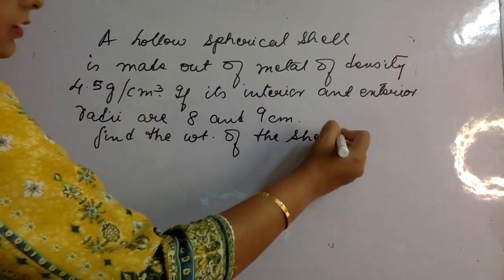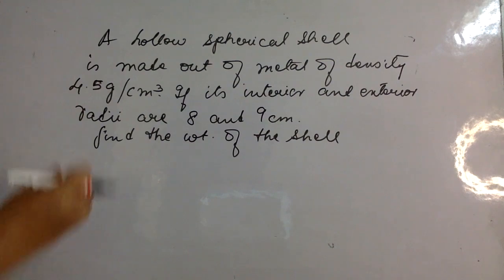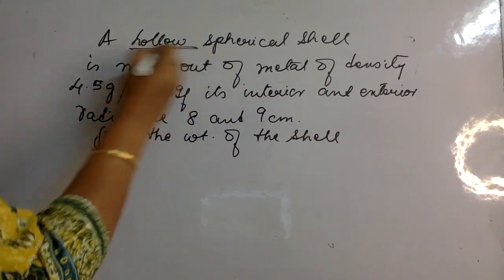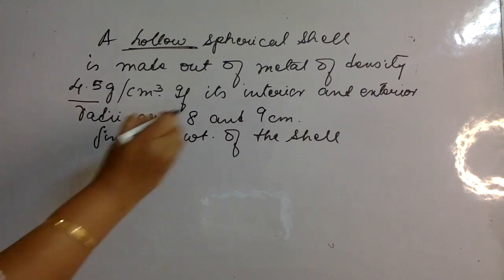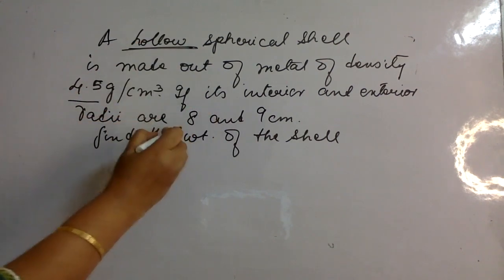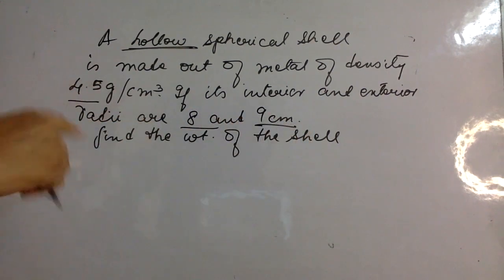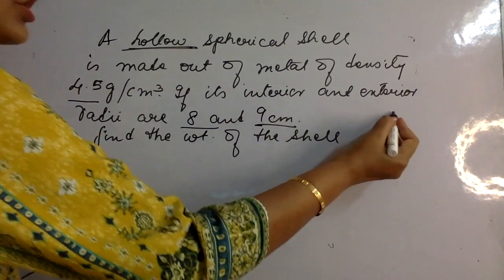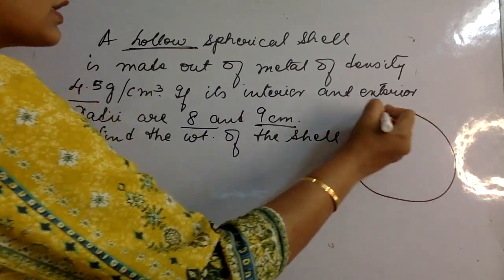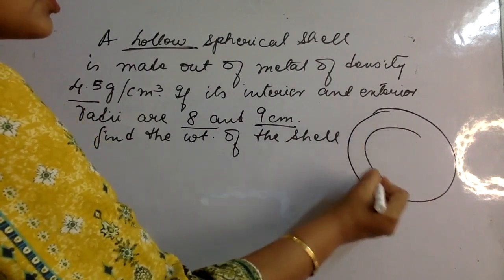So here is a question. A hollow spherical shell, okay, we have to understand this, is made out of metal of density, this is the density given here. Interior and exterior radii are given. Find the weight of the shell. Now here the very first thing is we have to understand the volume of the material that has been used in making the shell.